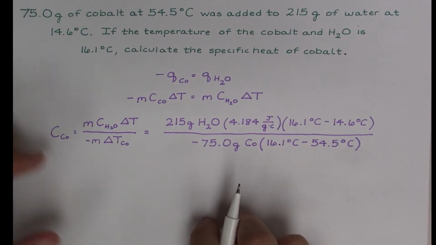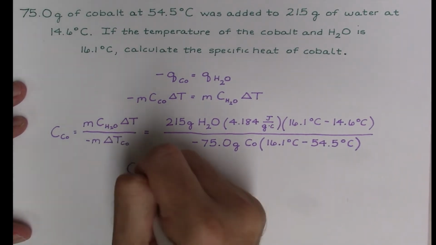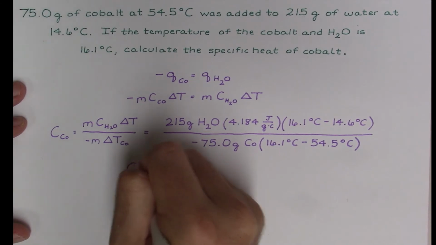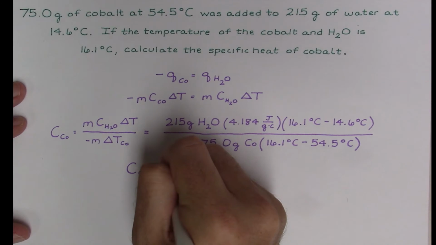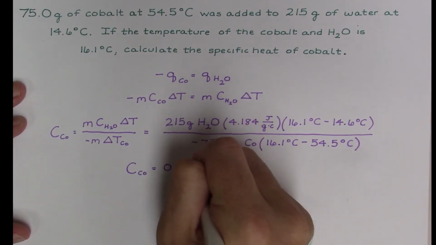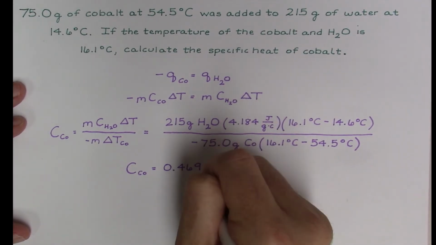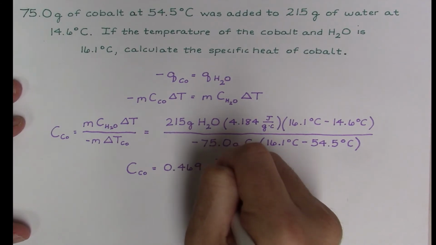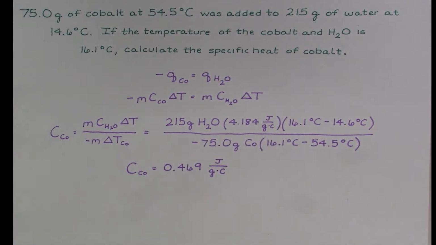We can put all of this information in a calculator, making sure both of our negatives in the denominator cancel, and you will get an answer of, for the specific heat of cobalt, 0.469 joules per gram degree C. In this problem, we used all of the identified variables to determine an unknown, and in this case, the specific heat of cobalt.